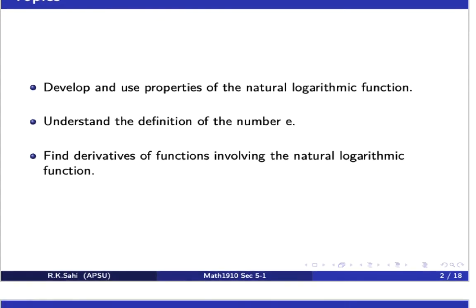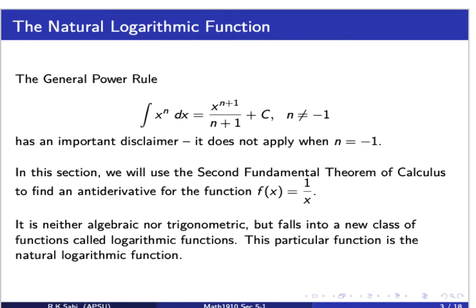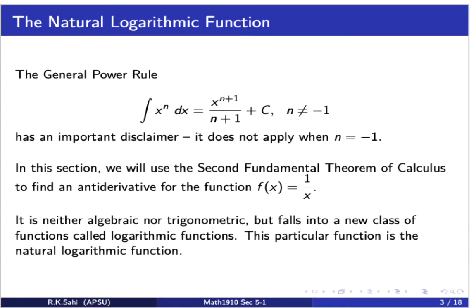Let's recall things we did earlier when we started with the integrals of x to the power n dx. When we did this one, the general power rule says the integral is x to the power n plus 1 divided by n plus 1 plus c, where n cannot be equal to minus 1. This was a very, very important scenario. The reason was that we did not know how to find the antiderivative for the function 1 over x.